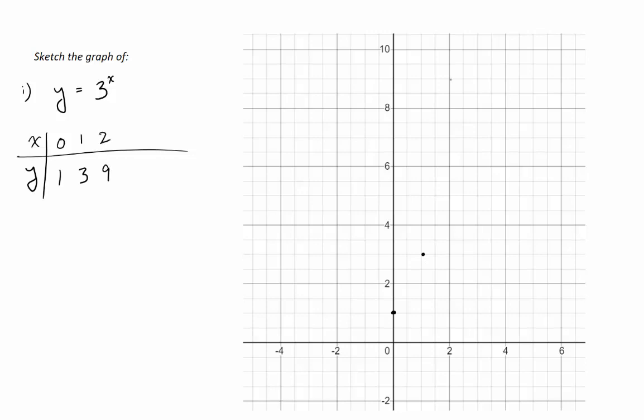So as you plug in more x values, you can see that the y values start to increase, right? And if you put negatives in, you will get fractions.